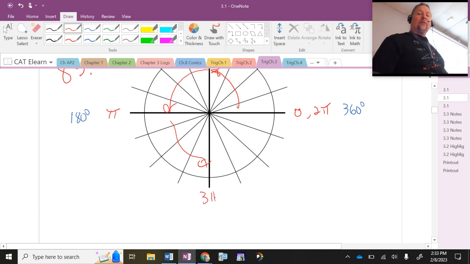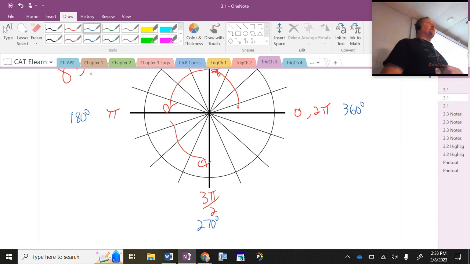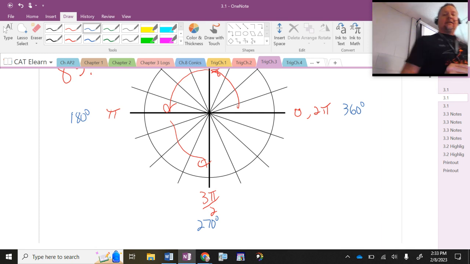That's why I knew negative 3 pi over 2 was equal to negative 270. But now it's positive, so I keep them positive there. That's why I knew negative 3 pi over 2 is going to be negative 270 degrees.